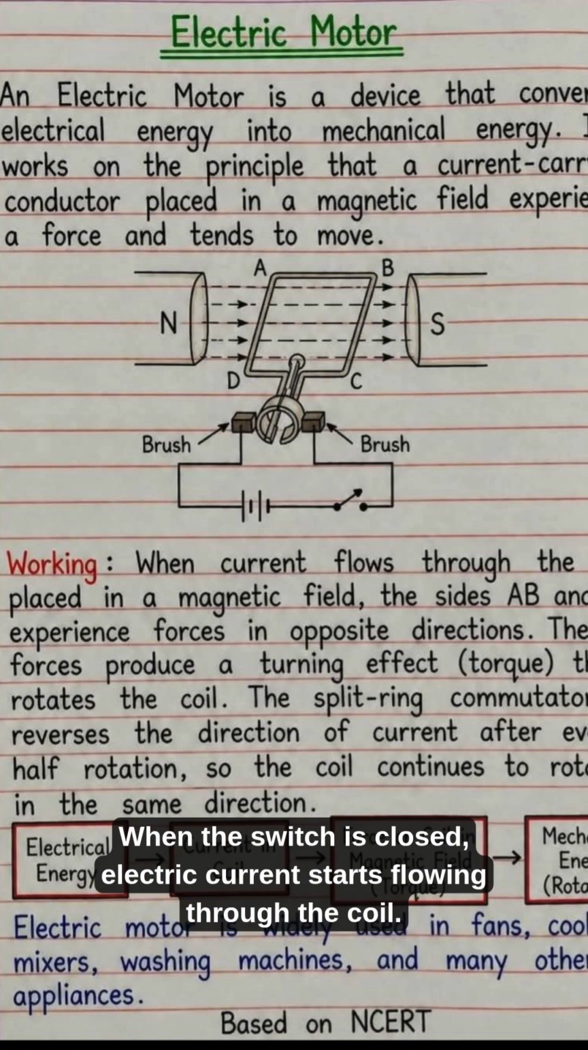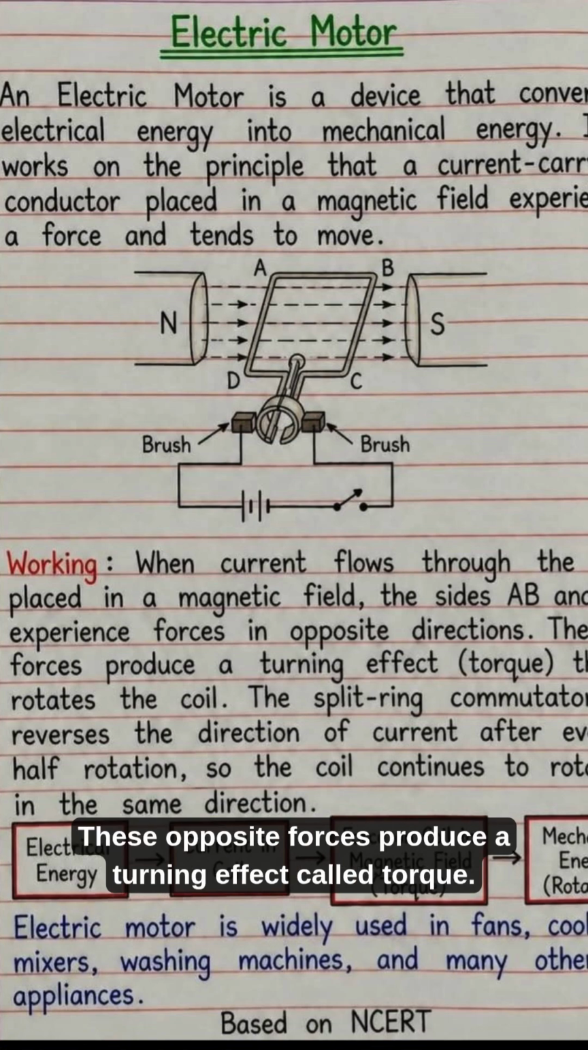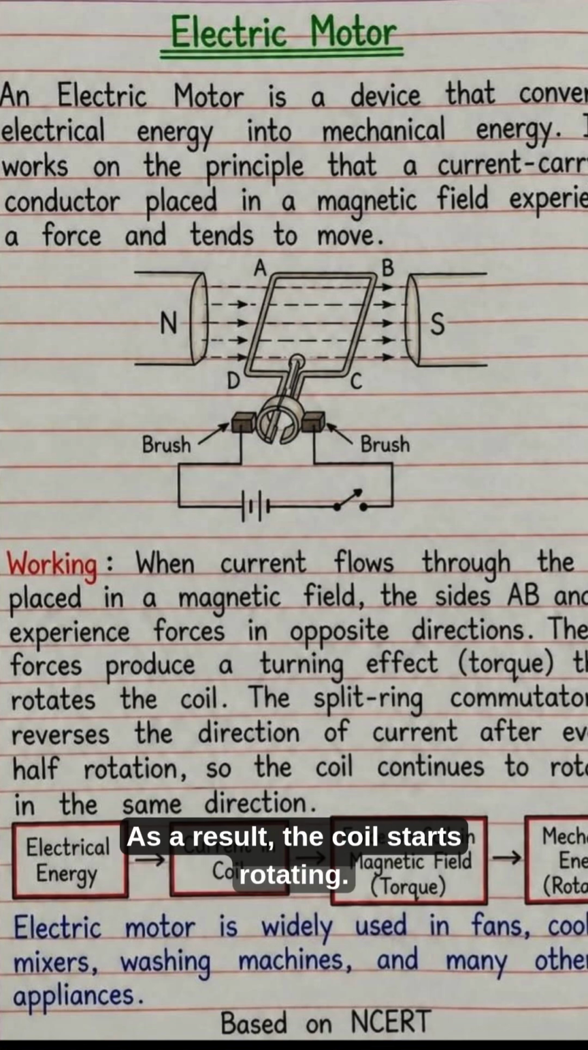When the switch is closed, electric current starts flowing through the coil. Because the coil is placed in a magnetic field, the two sides of the coil, AB and CD, experience forces in opposite directions. These opposite forces produce a turning effect called torque. As a result, the coil starts rotating.